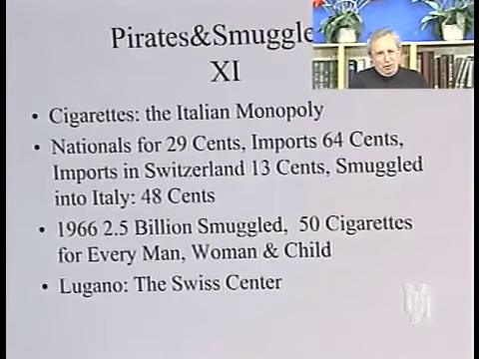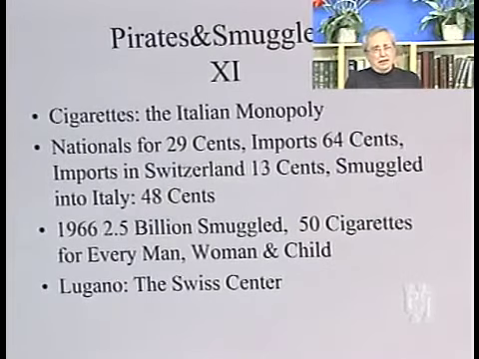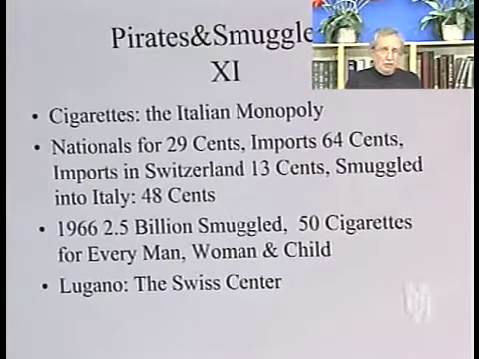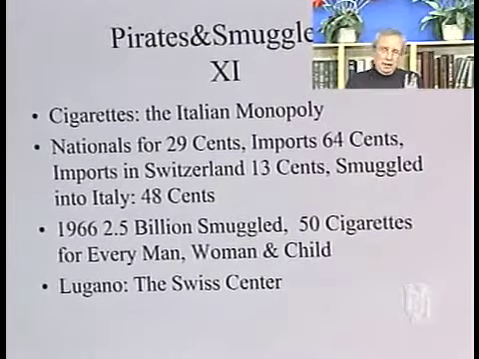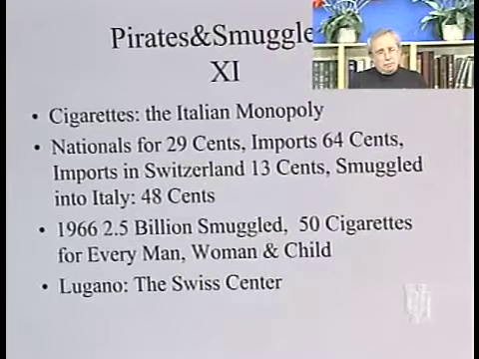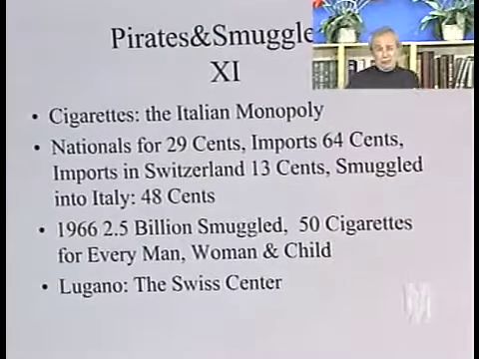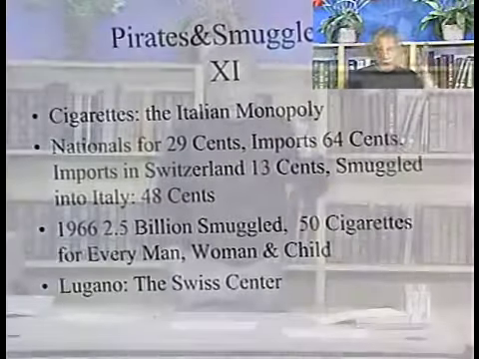When you figure maybe 25-30% of the adult population smokes, that means there are plenty of smuggled cigarettes for anybody that wants them. They're readily available throughout the country, despite the state monopoly, despite the efforts at enforcement to prevent the illegal import, and despite the fact that even the smuggled cigarettes are more expensive than the local ones. The Swiss center for smuggling was the city of Lugano, which is close to Italy's northern border.